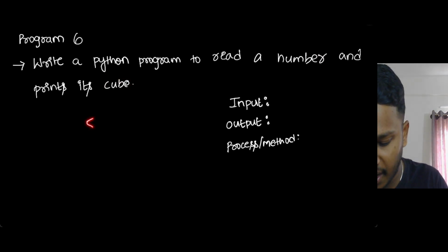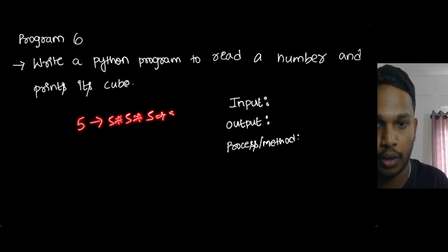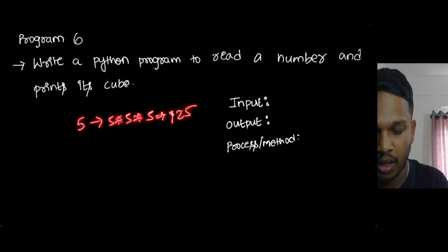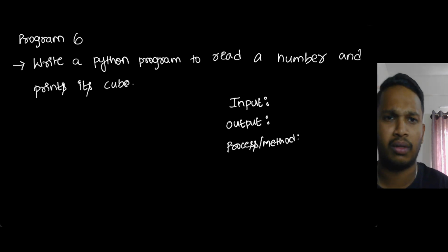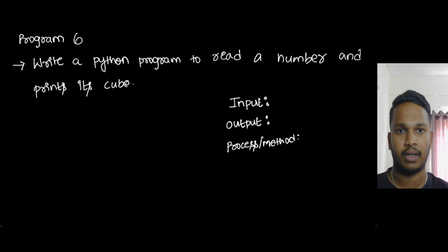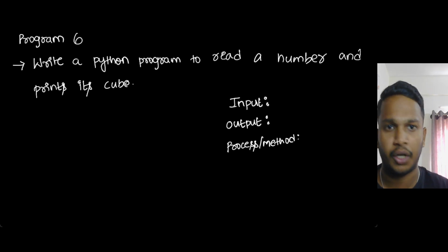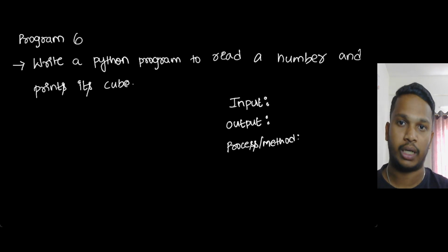For example, if I enter 5, what is its cube? 5 star 5 star 5. Multiplying 5 three times is known as cube. 125. If I enter 3, 3 star 3 star 3, 27. Am I correct? If I enter 6, 6 star 6 star 6, 36 sixes are 216. Correct. If it is 7, 7 into 7 into 7, 343. If it is 10, 10 into 10 into 10, 1000.